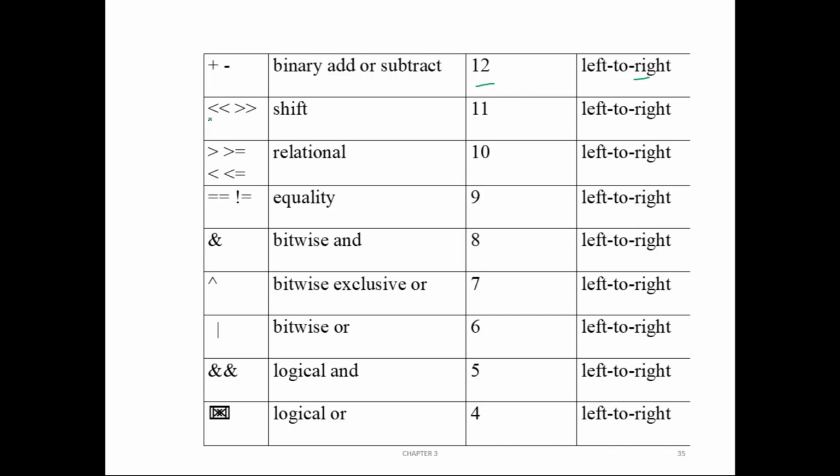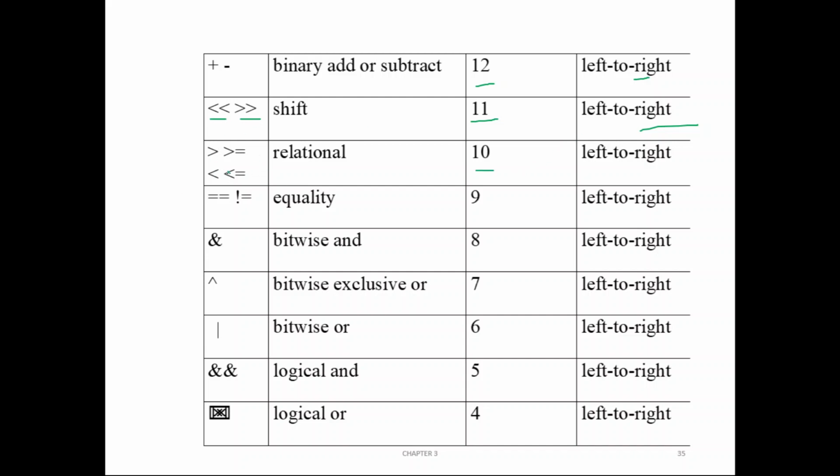Next, the shift operators, left shift and right shift. You can shift the bit positions in C, right? So shifting by 1 time or 2 times has the next highest priority, 11. That also executes from left to right. Then all the relational operators: less than, greater than, greater than or equal to, less than or equal to. So this has the next highest priority.